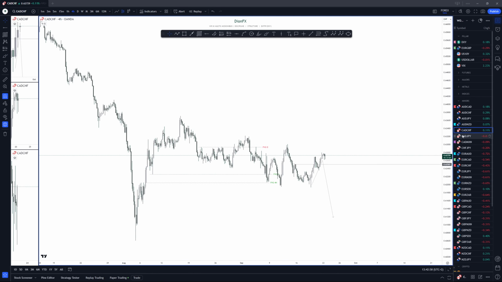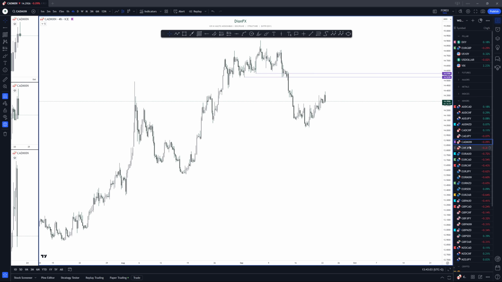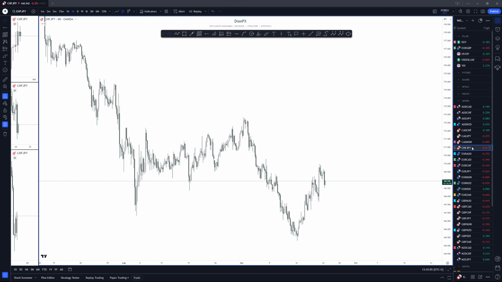Cut CHF, leave it be. Cut JPY, also leave it be. Cut MXN, I like the sell idea. Cut CHF JPY, leave it be. Euro CHF JPY.